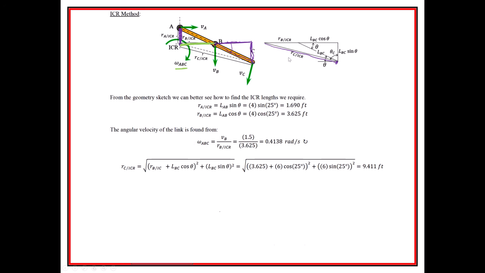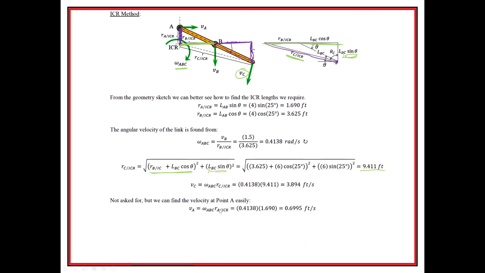And then I'm able to find the position of C with respect to the ICR, and I kind of made it look a little easier than it might have been. It might not be quite obvious at first when you start to look at this, so you might want to pick that apart. I'm able to add these two together right here and down here, and then have this guy right here. So I'm able to find that dimension. And now I can find what the velocity is at C by taking that omega that I found and multiplying it by that distance. It wasn't asked for, like I mentioned, but you could find the velocity of A easily.